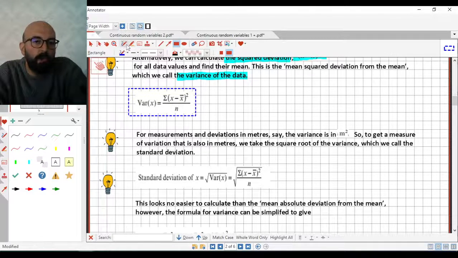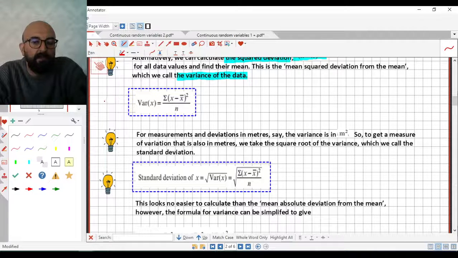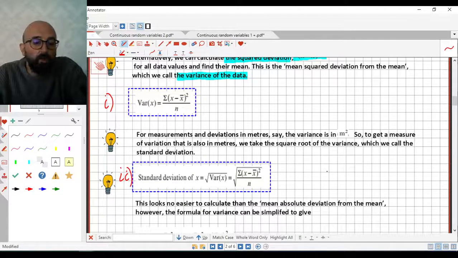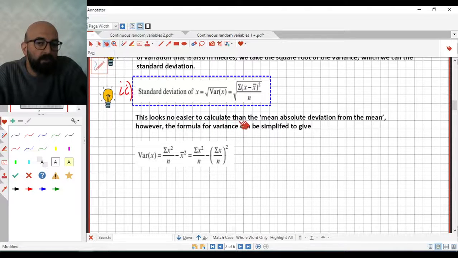We should compute the square root of variance for finding the standard deviation. So now we have two formulas: one for the variance, and the second for the standard deviation. Standard deviation is also the square root of variance. Okay, now this looks no easier to calculate than the mean absolute deviation from the mean, but maybe we can arrange this formula.